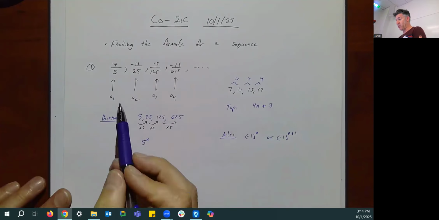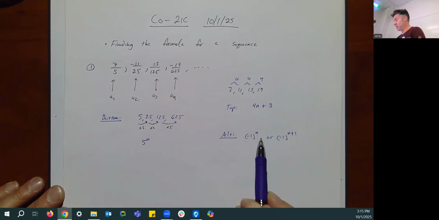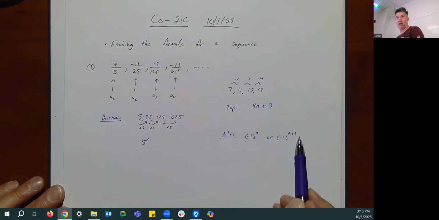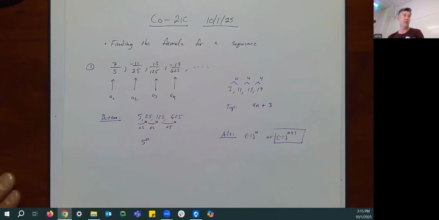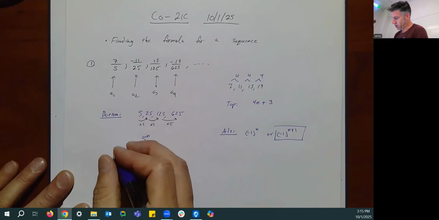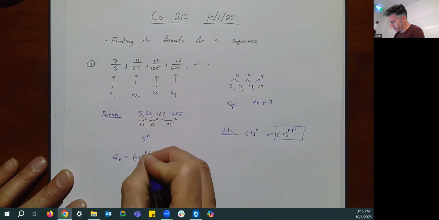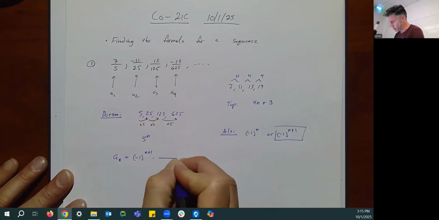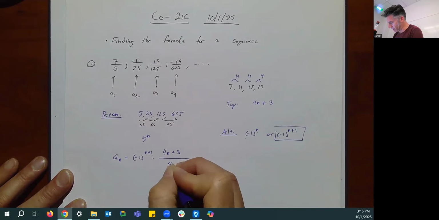So if we're starting with n equal to 1, negative 1 to the 1 would start off negative. Negative 1 to the 1 plus 1 would start off positive, and we want to start off positive. So this is the one we need in this situation if we're starting at n equals 1. So it looks like here, the formula for our sequence is negative 1 to the n plus 1 times 4n plus 3 on top and 5 to the n on the bottom.